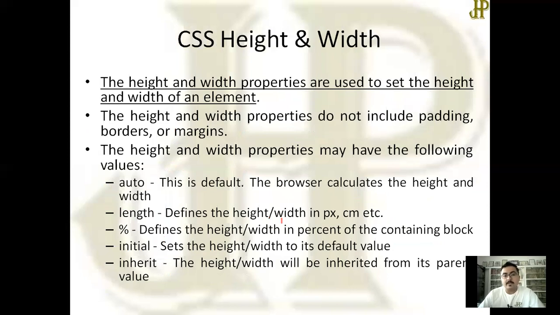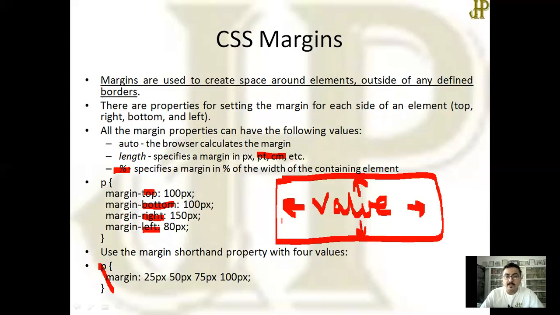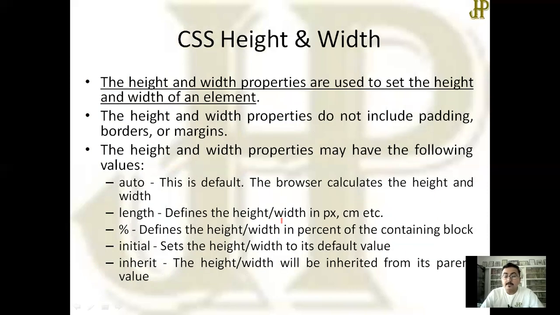Now next one is height and width. Again, margin is related to the distance between the text or content and the border. But here the height and width are related to the particular element, what height and what width you want to specify. That's why you can see that one line is written over here: the height and width property do not include padding, borders, or margins.